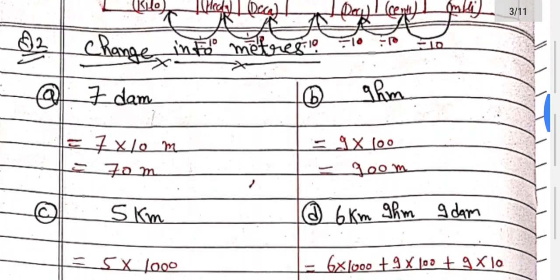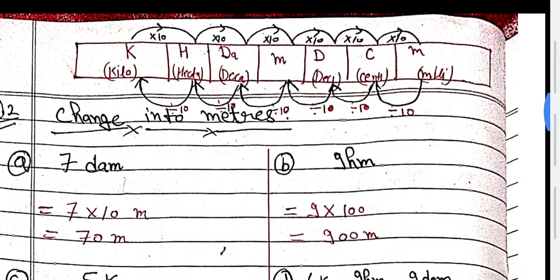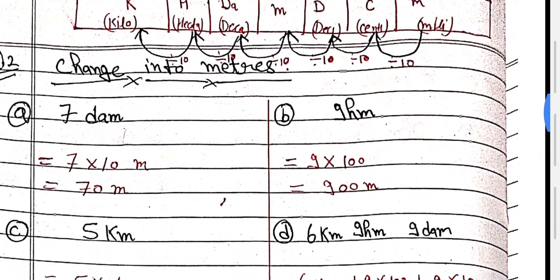Come to question number 2. Now for this question I am making a standard table for only meter. It is only for meter, deca, hecta, kilo, deci, centi, milli. When you move this side, you multiply; when you move this side, you divide. Now change the following into meter.